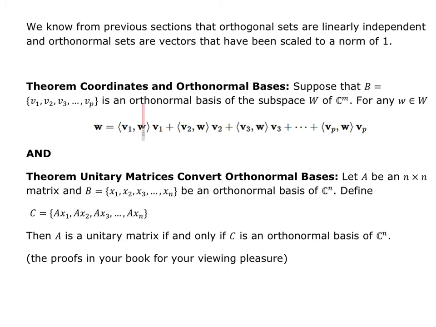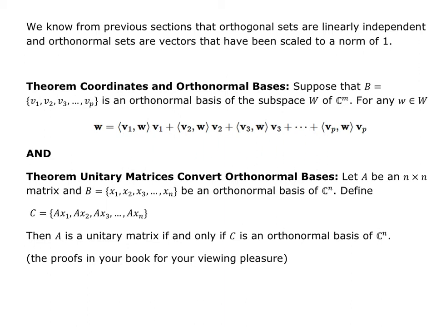So suppose B is these vectors as an orthonormal basis, then we know that our W here is a vector of our subspace of the complex numbers, and this is true for the reals. W can be formed by using the inner product of these vectors.